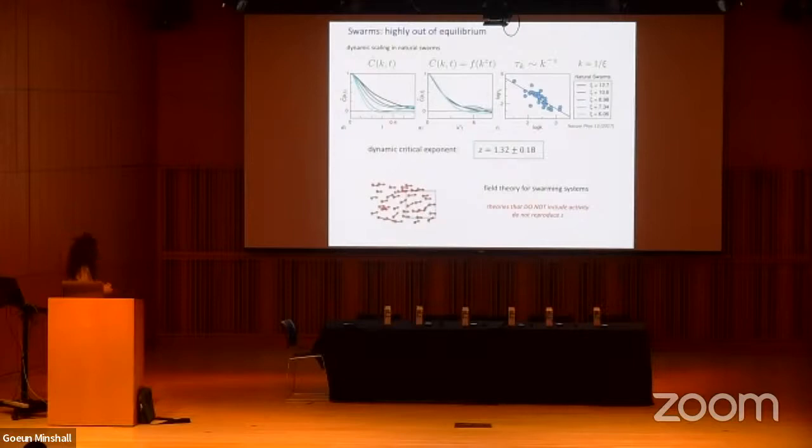So we can make the same exercise that we did with flocks. We can say, okay, let's assume that activity has no role and let's make a theory with no activity, a theory for a passive system of the same kind. This has to be done using field theory with renormalization group techniques, but one can do that. And if you disregard the activity, what you get for z is a value that is different from the one that we found in the data. So clearly, in this case, you have to take into account activity.